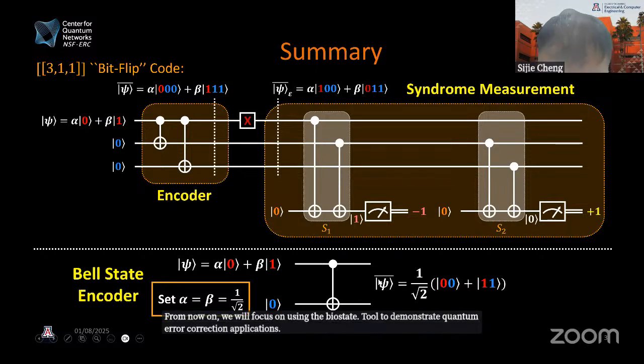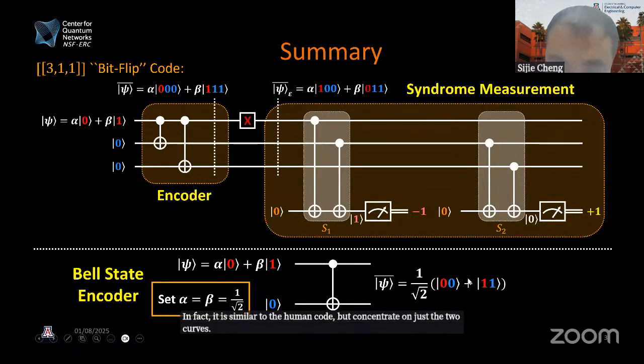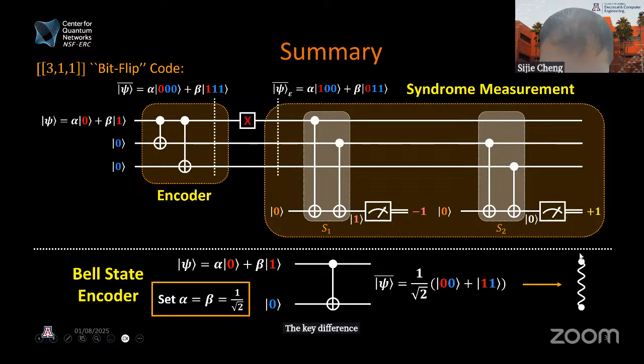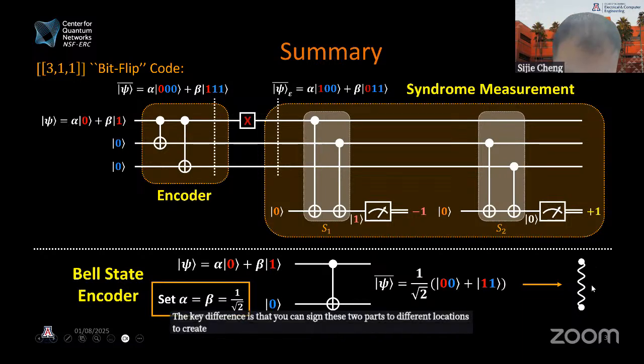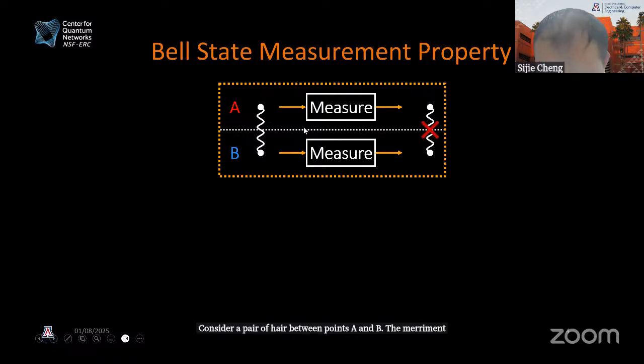In fact, it is similar to the 3-0-1 code, but we concentrate on just 2 qubits. The key difference is that we can send these two parts to different locations to create a Bell state, a Bell pair. Consider a pair between points A and B. The measurement will break up the pair.